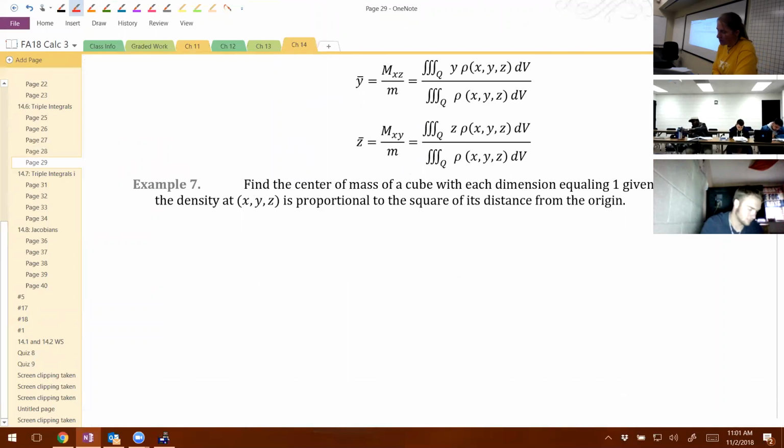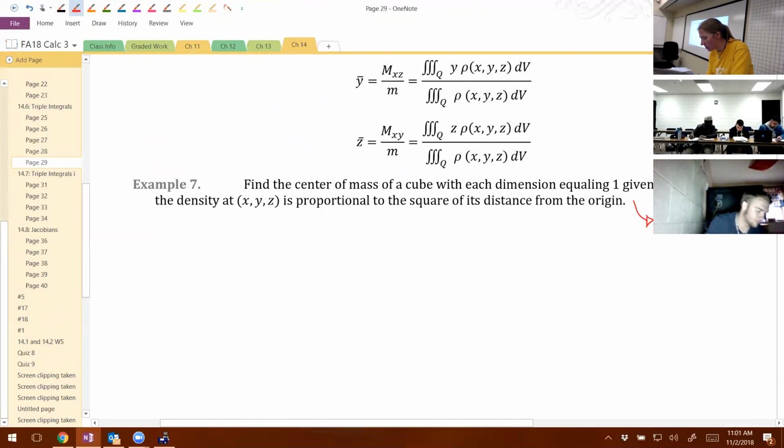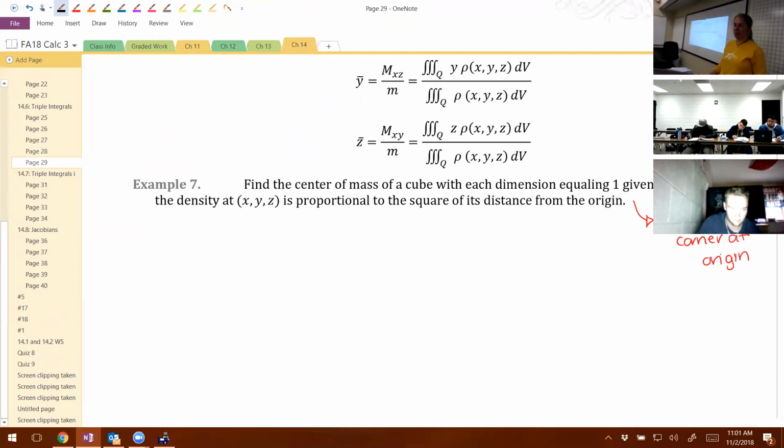Find the center of mass of a cube with each dimension equaling 1, given that the density at a point is proportional to the square distance from the origin. And one more extra piece I should have given here. We're going to fix one corner at the origin. It's not a necessary step, but it just makes the setup a little bit nicer here.